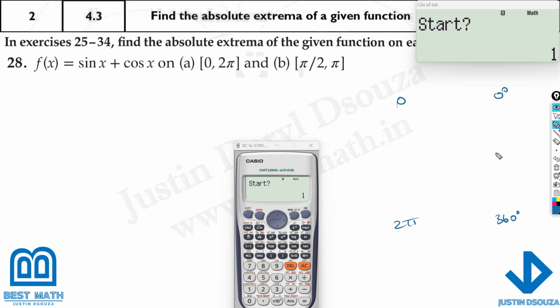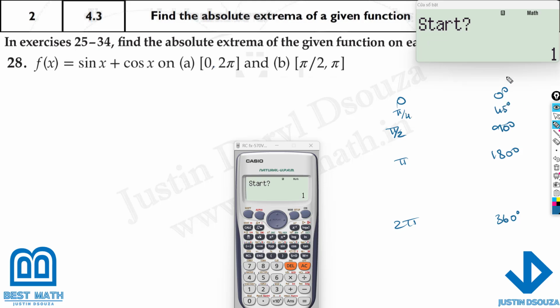What's the midpoint in between them? It's 180 degrees, right? That is pi. What's the midpoint between them? It's 90 degrees, and that's pi by 2. The problem is, since it's sine and cosine, it's not 100% sure you will get a maximum or minimum.